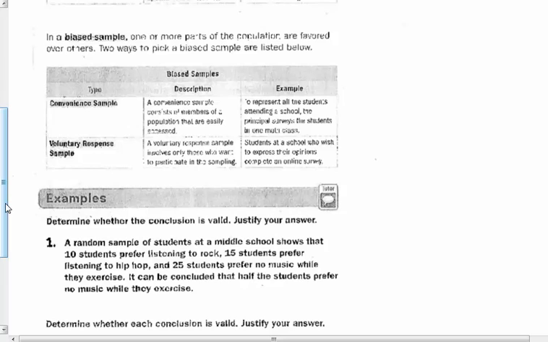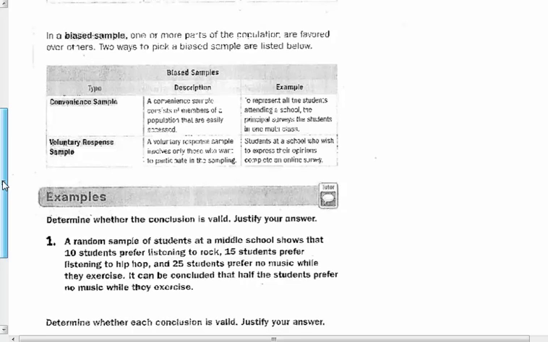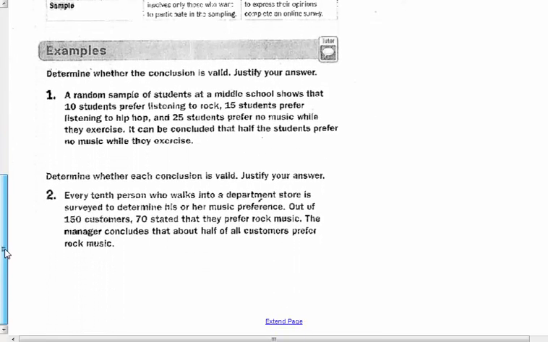Another kind of biased sample is a voluntary response sample. A voluntary response sample involves only those who want to participate. So you send out a survey. You are only getting the results from the people who answer the survey. You really want it to be as random as possible and make everybody take the survey, but only certain people will answer it. So students at a school who wish to express their opinions are the only ones that complete the online survey. They want their opinions to be heard. People who don't care about whatever it is you're surveying about aren't going to answer it. So voluntary response sample usually creates a biased sample.